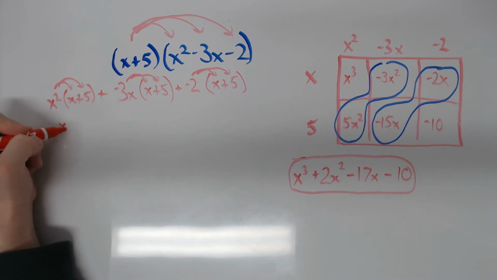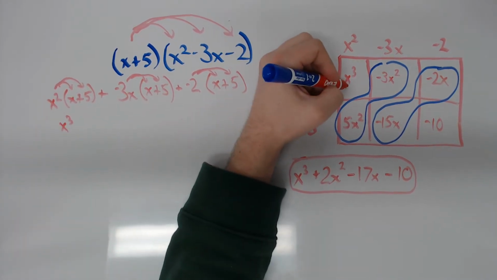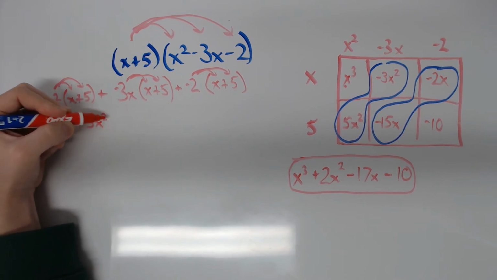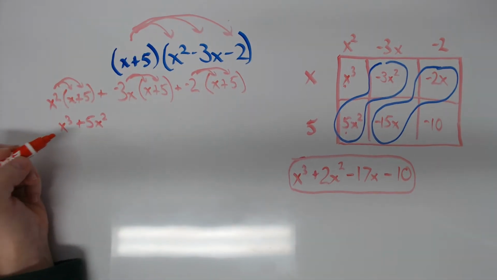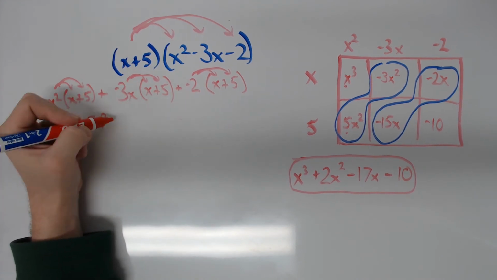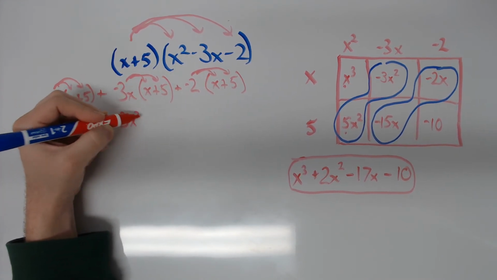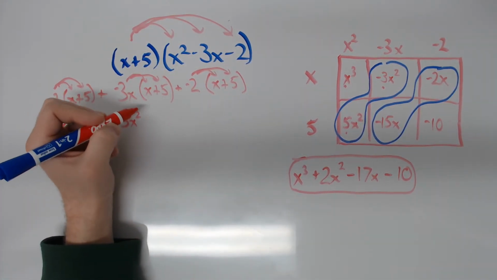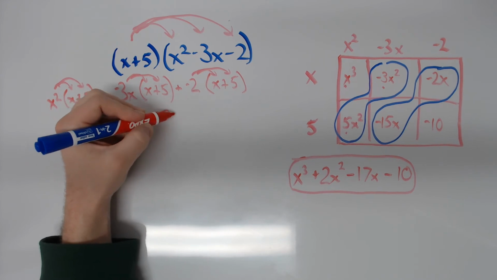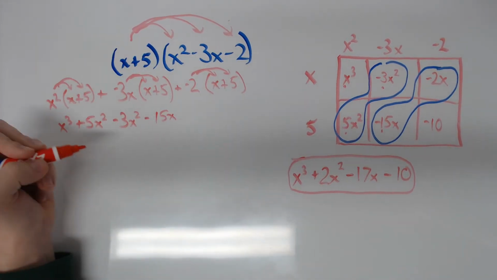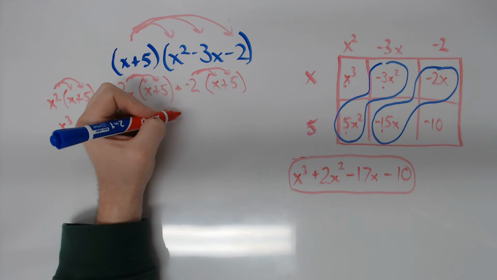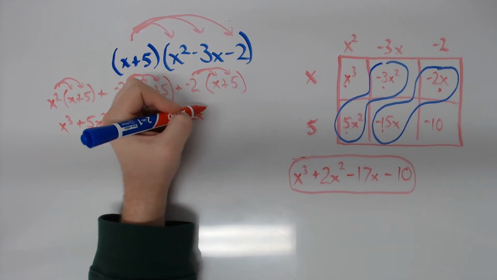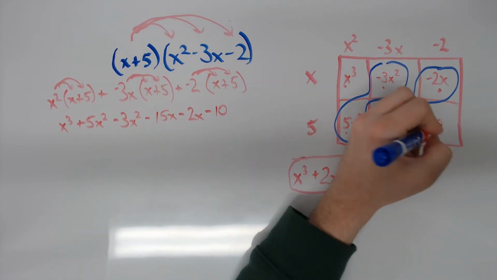X squared times x is x cubed. Just like that, x cubed. X squared times 5 is 5x squared. Just like this, 5x squared. Negative 3x times x is negative 3x squared, just like this, negative 3x squared. Negative 3x times 5 is negative 15x, just like this negative 15x you see in the pattern. Negative 2 times x is minus 2x, right there. Negative 2 times 5 is minus 10, right there.